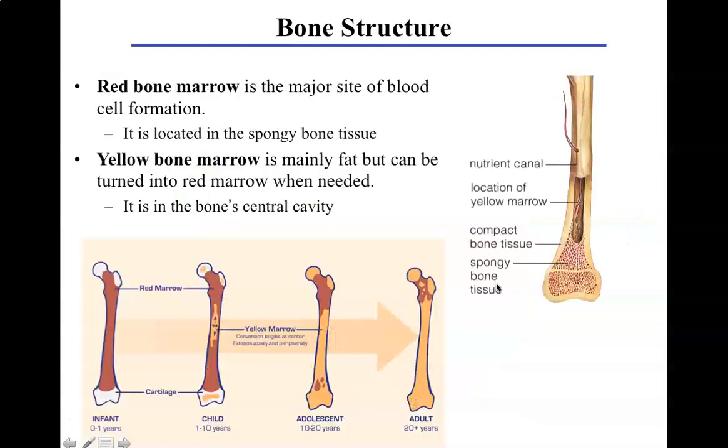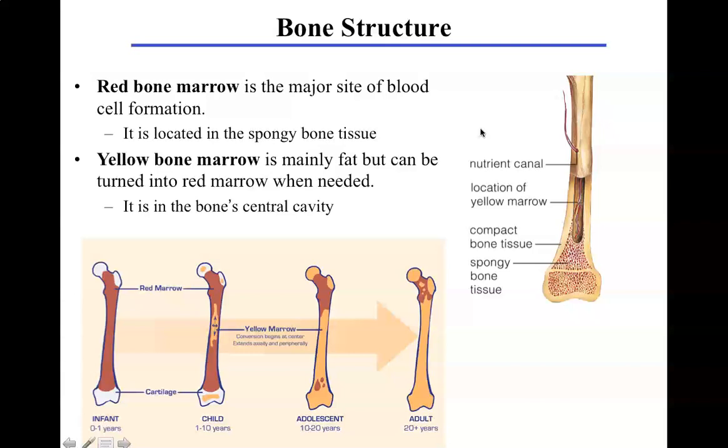Okay, so I mentioned bone marrow. There's two types, red bone marrow and yellow bone marrow. Red bone marrow is where your blood gets made, and it's found inside of that spongy bone tissue. So look at this femur. Here it's been sliced away so you can see inside. Here you can see the spongy bone tissue, and your red bone marrow is going to be in there. So your red blood cells are going to be made in here and then drawn out through arteries and veins and put into circulation.